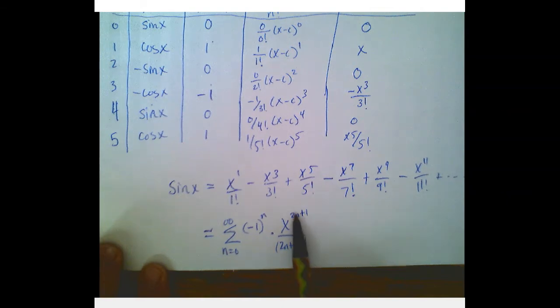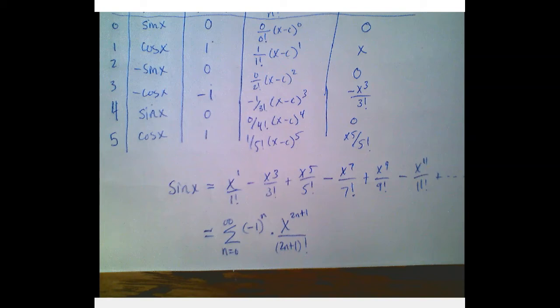So if n is 0, we get x to the first over 1 factorial. That's our first term. If n is 1, we get negative 1 to the 1, which would be a negative. 2 times 1 plus 1 is 3, so that would be x to the third over 3 factorial. We get the second one. When n is 2, we get a positive. 2 times 2 plus 1 is 5, so that's that term, and so on and so forth. So this is the condensed sigma notation for our sine function.